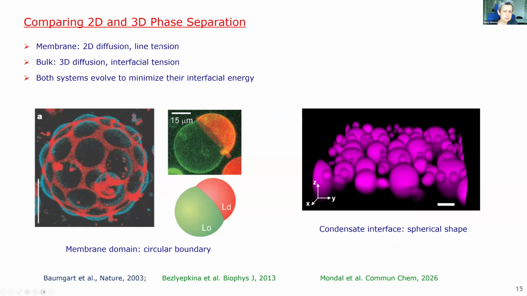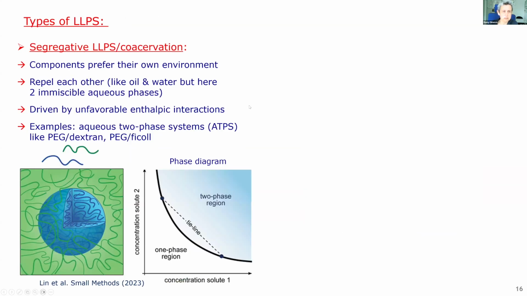Now, these condensates form via phase separation. And as a comparison with the membrane, as I said, in the membrane you have two-dimensional phase separation and two-dimensional diffusion. In the bulk or in the condensate, you have three-dimensional diffusion. Here, the circular boundary of the domains is defined by so-called line tension. Here, it is the interfacial tension that defines the spherical shape of the condensates. Both systems evolve to minimize their interfacial energy. That's why they're both circular, or spherical in this case.